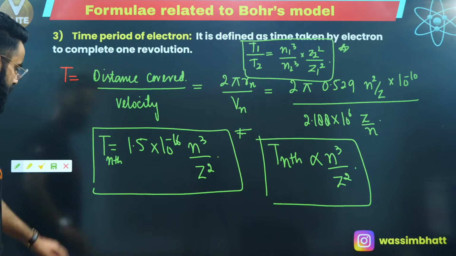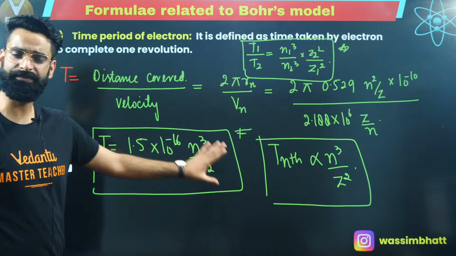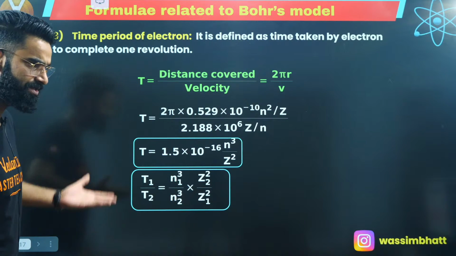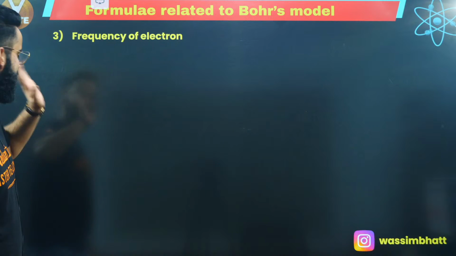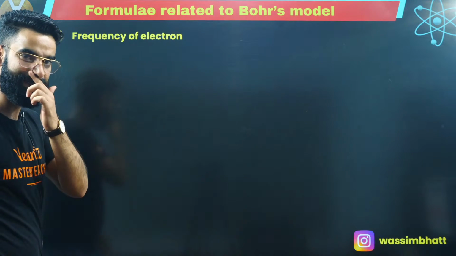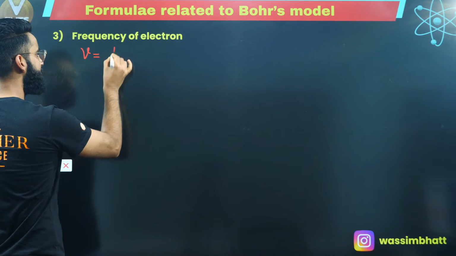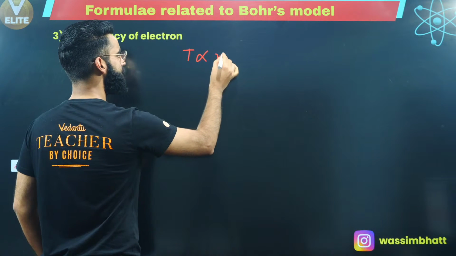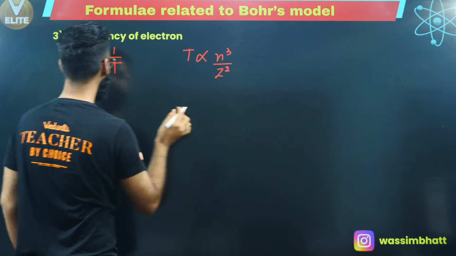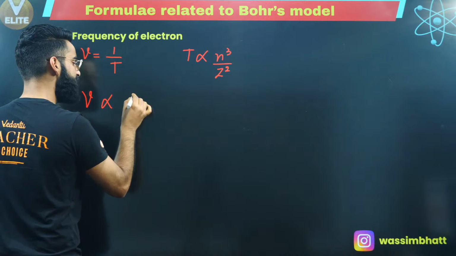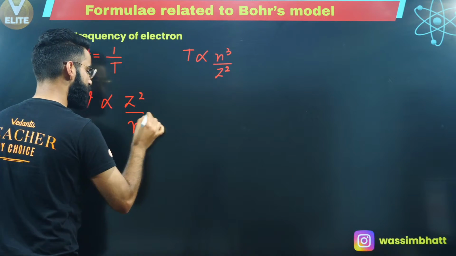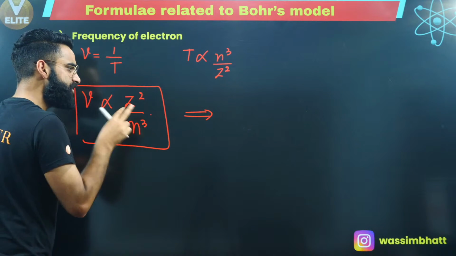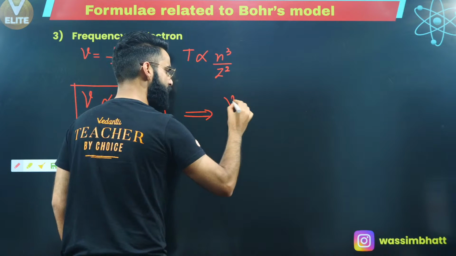Okay. I'm not going to plot any sort of curve now. I think this much is enough. And now the last thing, after that I'll show you a few questions by means of which all these formulas will get clear. Now at the end, let's talk about the frequency of the electron. Frequency is basically the inverse of time period. We know time period is directly proportional to n cube upon z square. So I can say frequency is directly proportional to z square and inversely proportional to n cube. Only this thing you need to remember. And apart from this, when you need to compare the frequency of two electrons in two different orbits, you are going to use this formula.